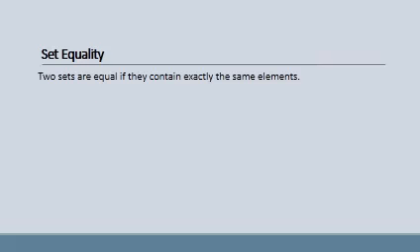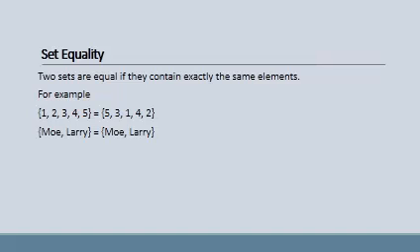The set equality. Two sets are equal if they contain exactly the same elements. For example, {1, 2, 3, 4, 5} is equal to {5, 3, 1, 4, 2}. I don't care about the order of the elements. I only care about the elements contained in this set. {Mo, Larry} is equal to {Mo, Larry}. The same elements are found in both sets, so the two sets are equal. {B, C, A} is equal to S.